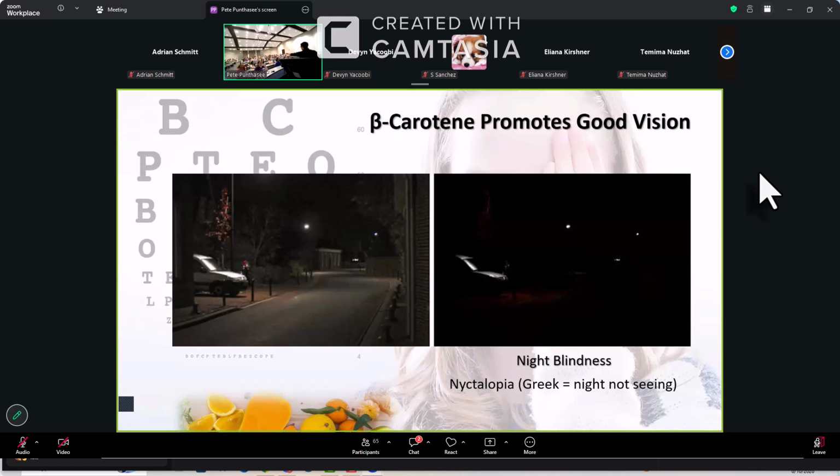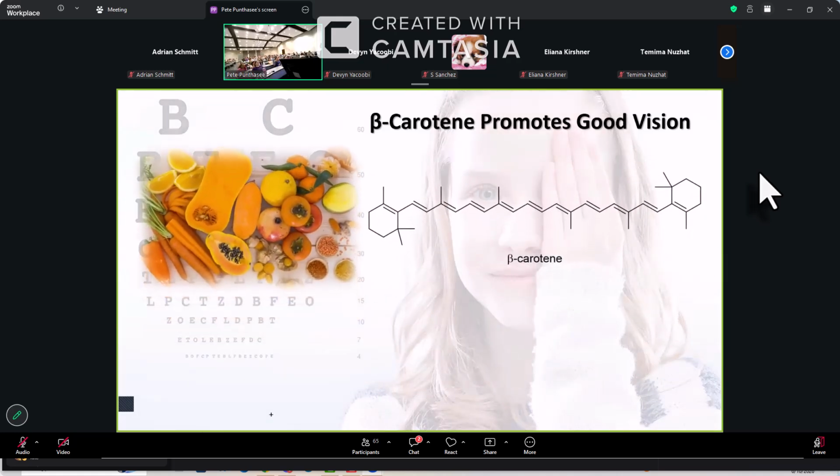People with good eyes, you see at night. We call this night blindness. It usually happens when you get older. Old means like 20. So what happened is, are you familiar with this compound?